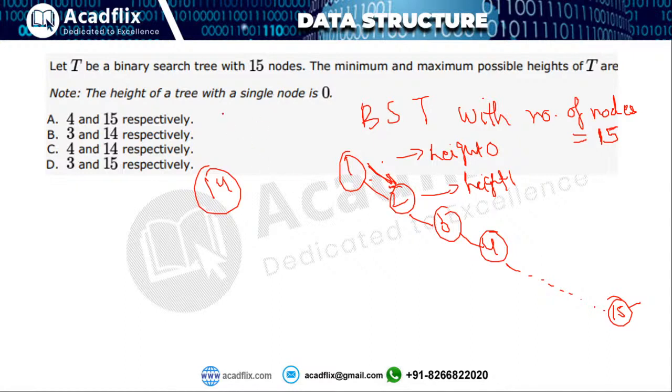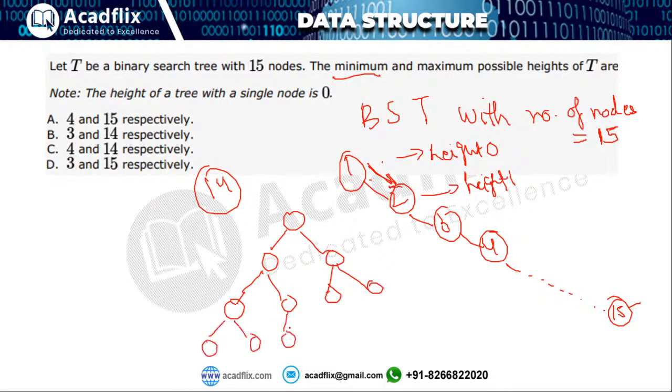BST है. Now if I have to know how will my minimum height come, so the minimum height is possible if this particular BST is fully or completely a complete tree. Fine. So if this is the case, or it is fully balanced, if I have to term it, like this.